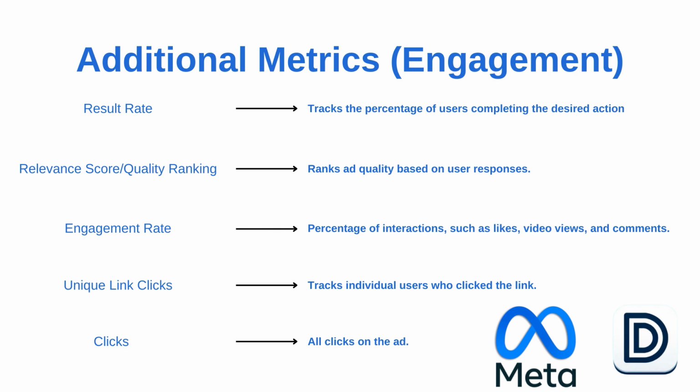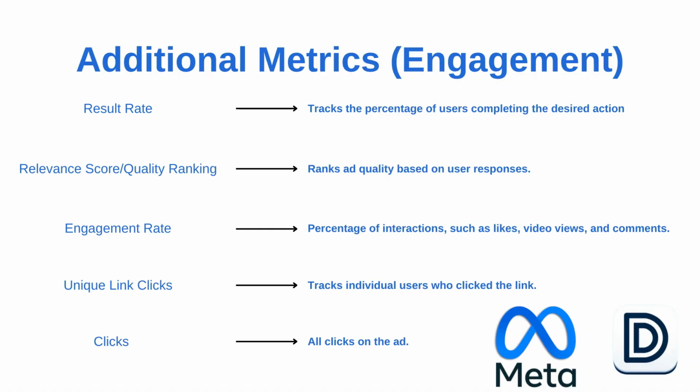Result rate tracks the percentage of users completing the desired action, whether that's a view or a click or a lead or a purchase, an app download, a subscription, whatever. Relevance score and quality ranking ranks the ad quality based on user responses. And while this is good for us to know, it's often not the thing that's truly going to move the needle. Full disclosure, I've seen some absolutely killer ads have really bad scores here. And I've seen ads with the best scores ever do terrible for business. So remember that this one goes with a grain of salt.